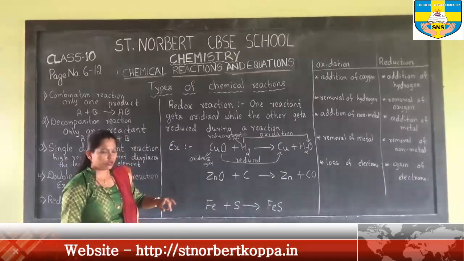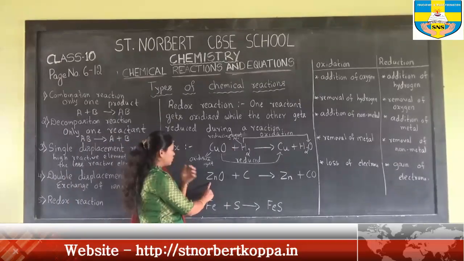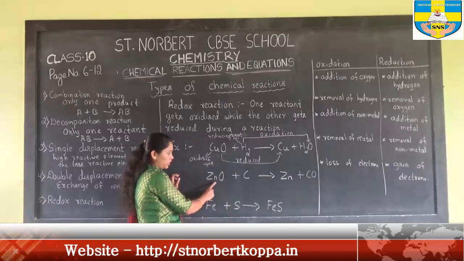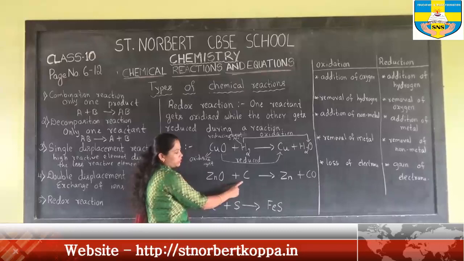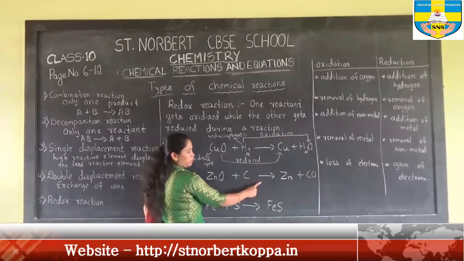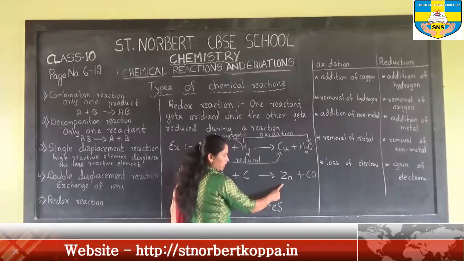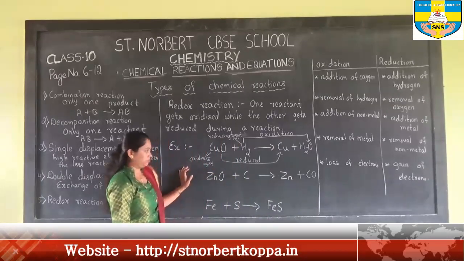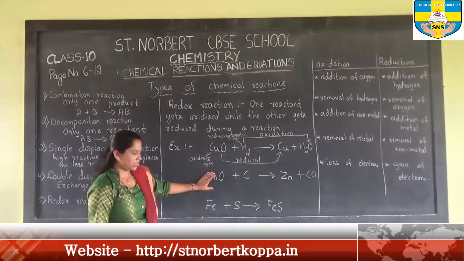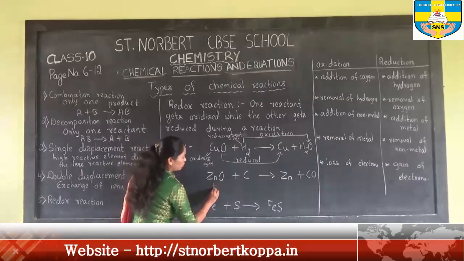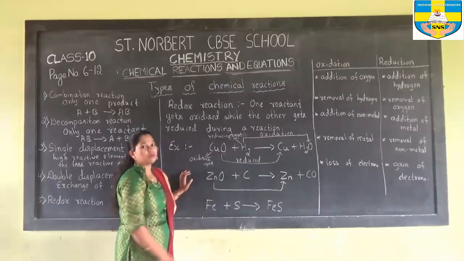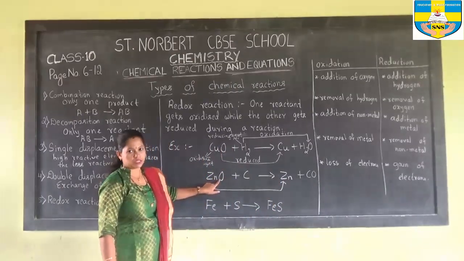So let us see one more example. Zinc oxide, ZnO, reacts with carbon and produces Zn and CO, carbon monoxide. Now observe in this reaction, from the ZnO there is a removal of oxygen.